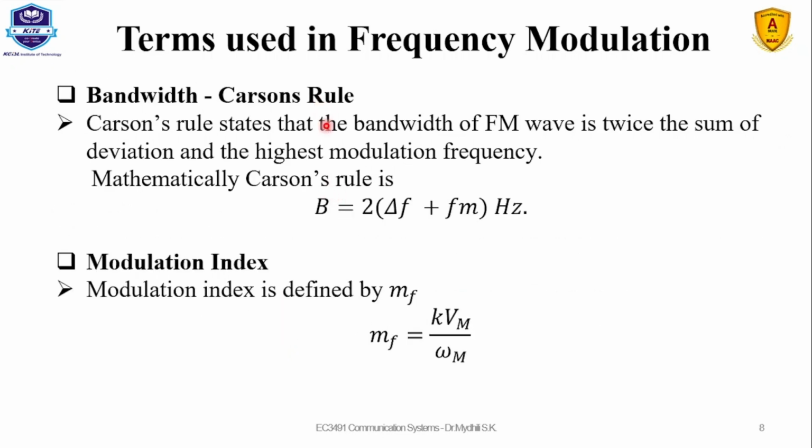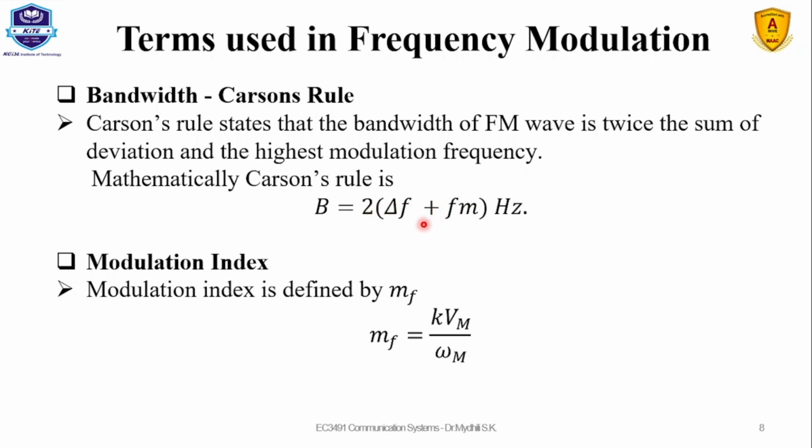The next term we use in frequency modulation is the bandwidth. Here the bandwidth plays a major role, where it is not simply adding the signals or sidebands present. Since there is not a large number of sidebands in frequency modulation, we will be dealing with a rule called Carson's rule. Carson's rule states that the bandwidth of an FM wave is twice the sum of the frequency deviation and the highest modulating signal frequency.